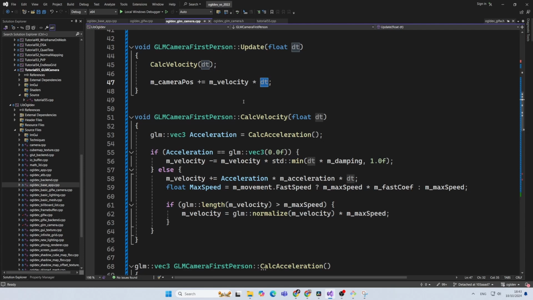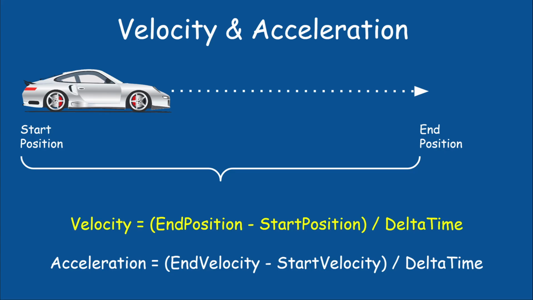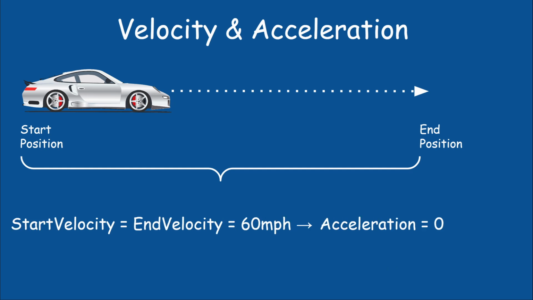Now let's see how the velocity is calculated. To do that, we first need to calculate the acceleration. This is not a video about kinematics, so I'll just say in a nutshell that velocity is the change in position in a given period of time, and acceleration is the change in velocity in that period. When a car is going at a constant 60 miles per hour, the velocity is 60 miles per hour and the acceleration is 0. The speed of the car doesn't change.